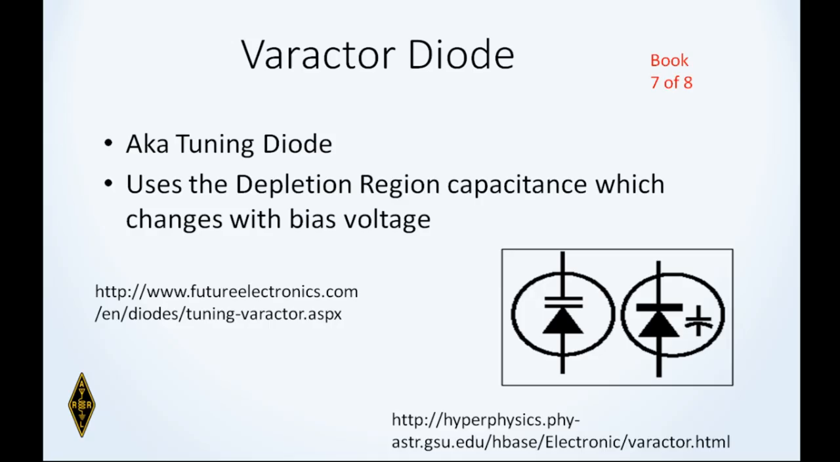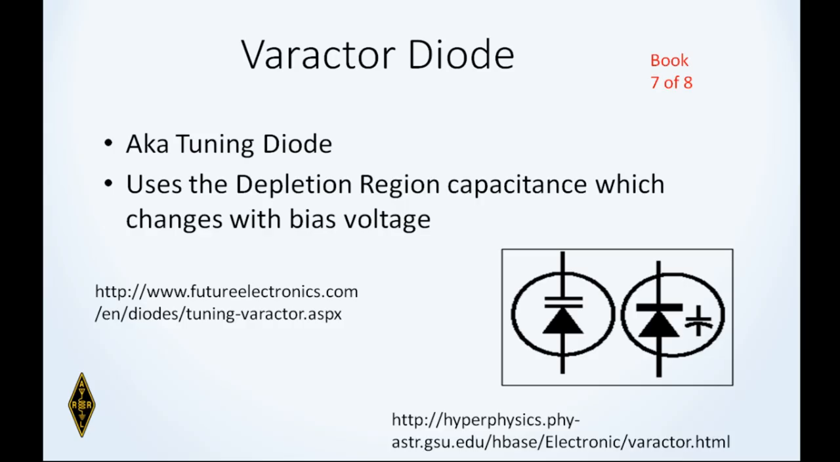And seven, the variactor diode. These are very common, not only in amateur radio receivers, transmitters, but in your home radios. These are tuning diodes. Remember, you saw that barrier region in the junction diode, and if you change the bias on that diode, the region would become smaller or become larger. Well, that actually has a capacitance. And you can utilize that capacitance to tune a tuned circuit. And so the variactor diodes are optimized for this function.